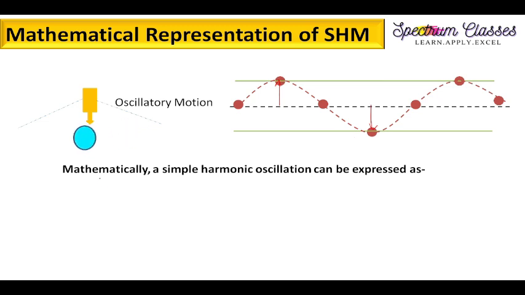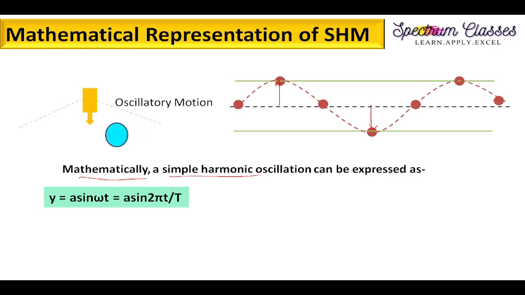Now the question comes, how can we represent this simple harmonic motion in mathematical terms? The next question comes immediately: what is the need to show this simple harmonic motion in mathematical terms? Because this mathematical form is used to solve numerical problems and to identify the phase, the time period and many more things which we are going to discuss in the later slides. So it is very important to represent simple harmonic motion in mathematical terms.